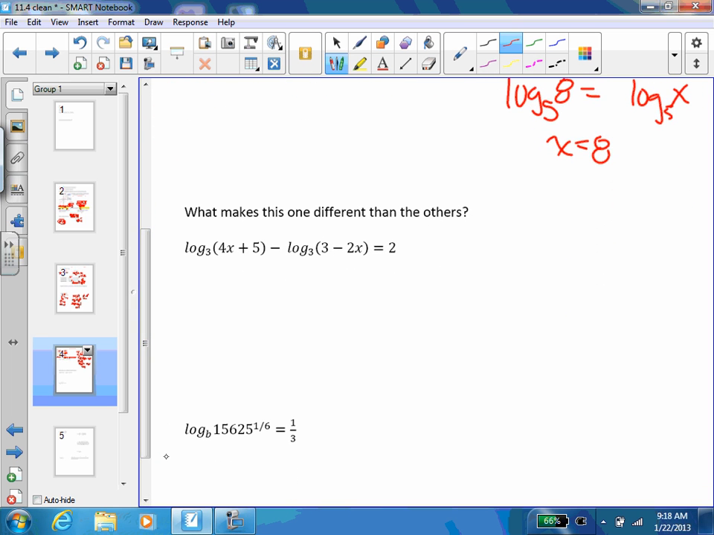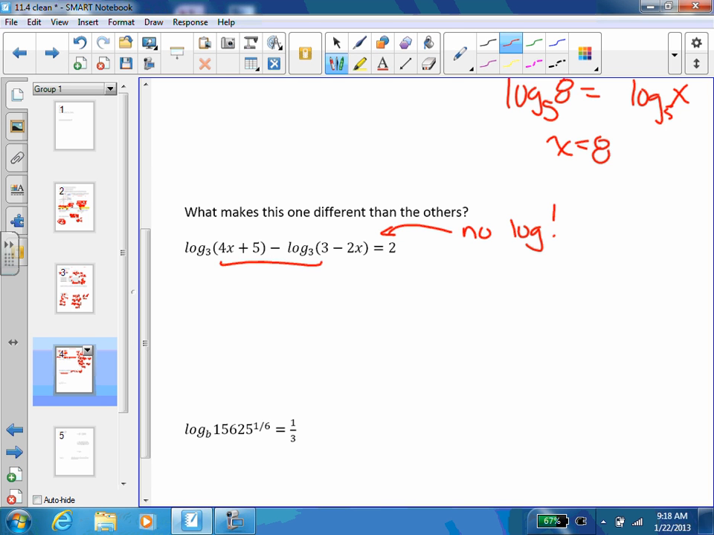Okay, what makes this one different than the others? There's a missing log. There's no log. So there's no way that I can make the left side equal to the right by just looking at the arguments. Do you see that difference? But the process is still the same. We've got too many logs going on the left side. We want to have a simple log statement.